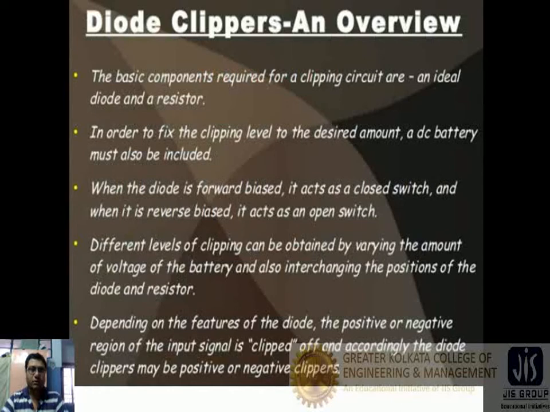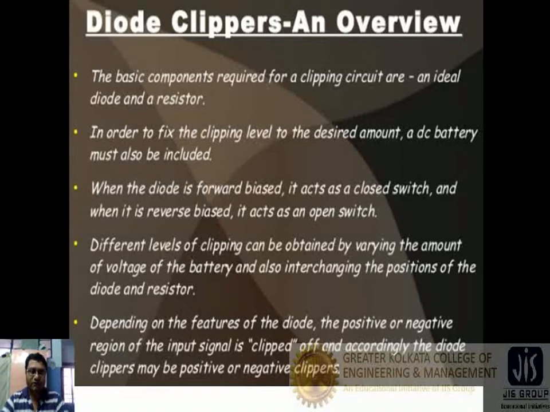So, diode clipper overview: the basic components required for a clipping circuit are an ideal diode and a resistor. In order to fix the clipping level to the desired amount, a DC battery must be introduced. When the diode is in forward bias, it acts as a closed switch, and when it is in reverse bias, it acts as an open switch.